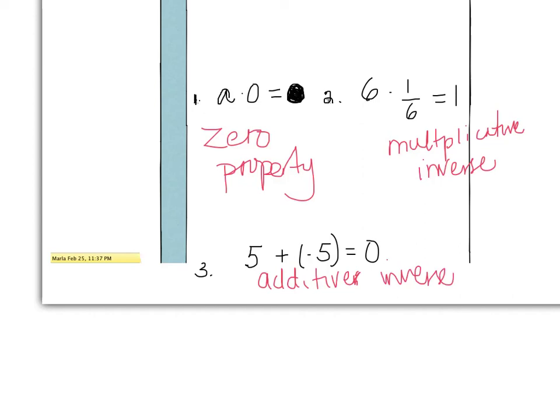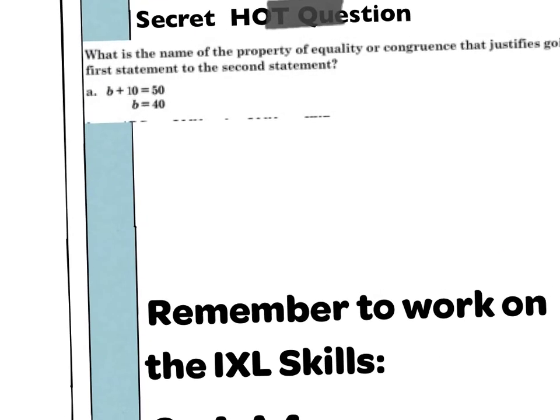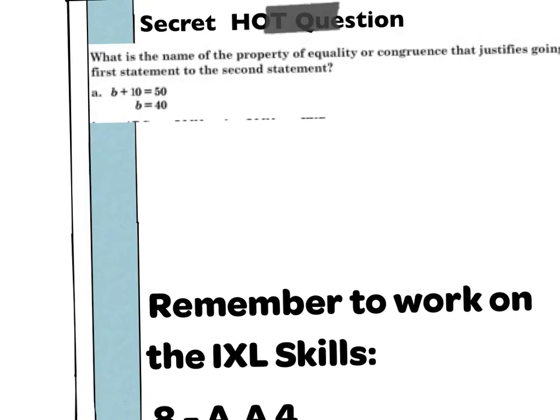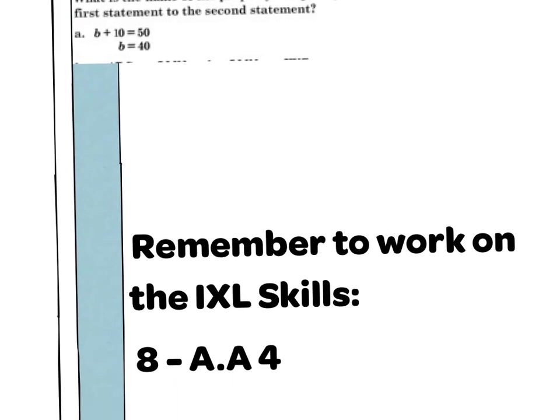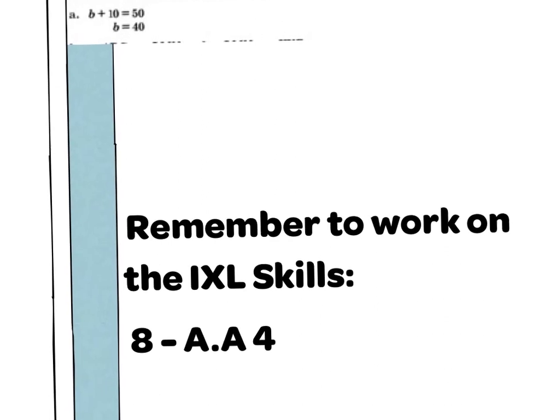All right, on to the secret hot question. So this question, the secret hot question is, what is the name of the property of equality or congruence that justifies going from the first statement to the second? B plus 10 equals 50 or B equals 40. So you're trying to figure out what statement makes this true, which property makes this true. Remember, your IXL skills tonight are 8th grade, AA4. Have a great night.